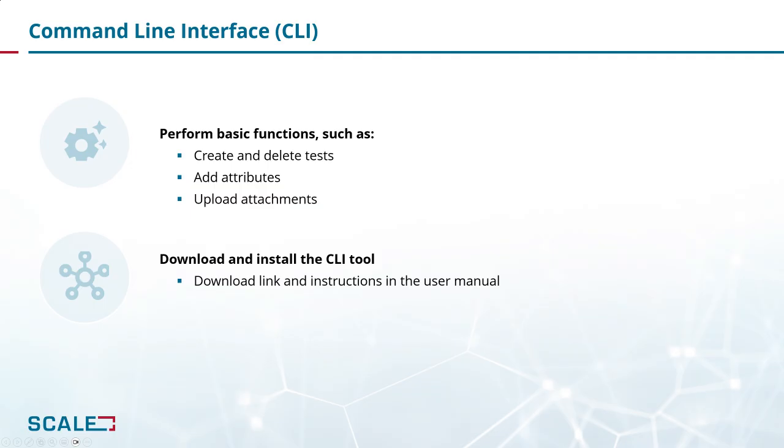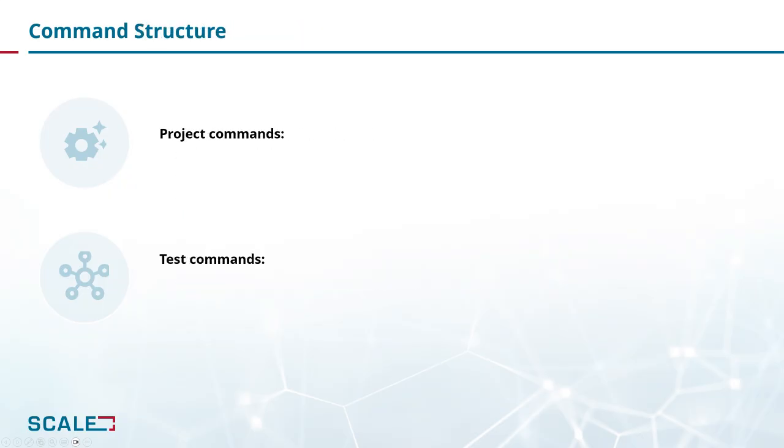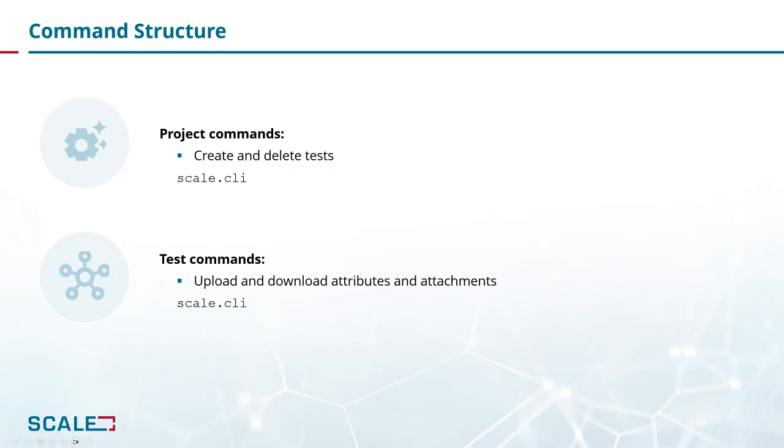Now that you know how to manually create and edit a test, I want to show you how to perform these same actions via the command line interface. Once you've downloaded and installed the tool, you can execute basic functions in Result, such as creating tests, adding attributes, and uploading attachments. First off, let's look at how commands are structured. There are two main root commands, project and test. Project commands are mainly used for creating and deleting tests, and test commands are mainly used for uploading and downloading attributes and attachments. So to enter a command, you'll enter SCALE.sdm.